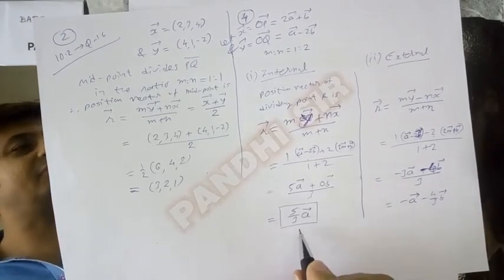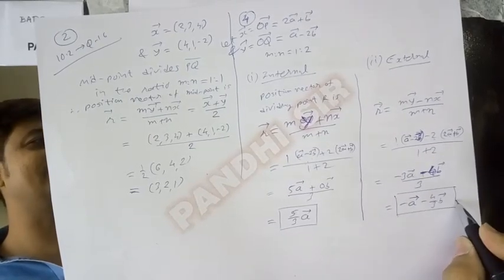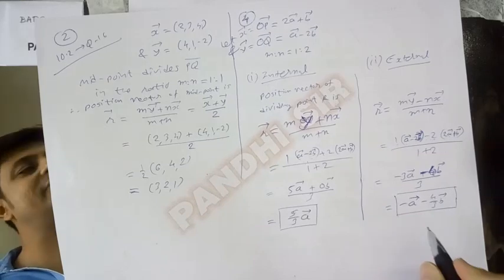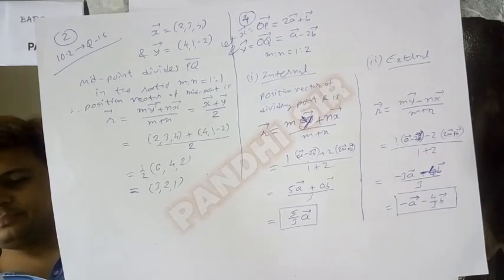Internal division, position vector of that point R. And R dash, suppose it externally divides this line segment PQ, then the position vector of R dash is this one. So this is question number 4 here.